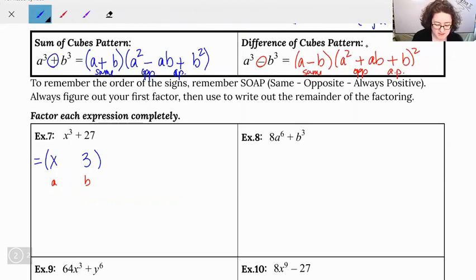So again, I'm going to take whatever was in the A spot and I'm going to square it. So x squared. Take my A and my B values, or the first and the second term from that first set of parentheses, and just multiply them. So 3x. And then I square the B value to make the last term. And then my signs, I started with positive, so same, opposite, always positive.